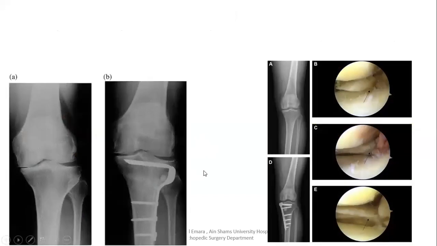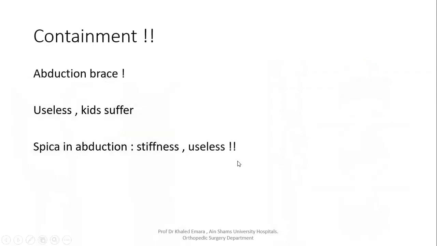It is exactly the same thing in osteotomies, like osteotomies of the knee. You redistribute the load. You relieve the load from the diseased area and bring it more on the healthy cartilage.